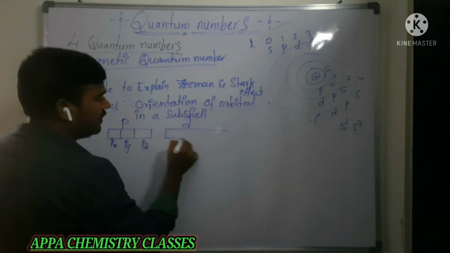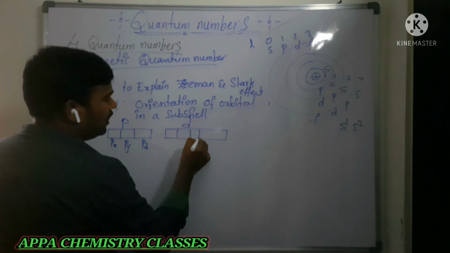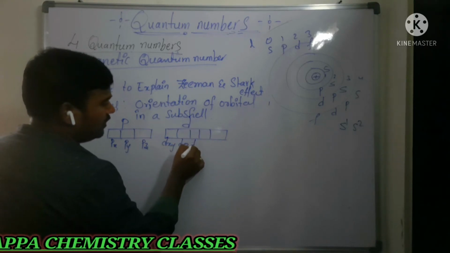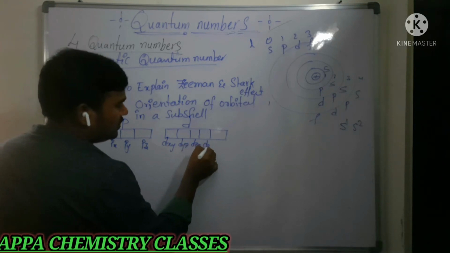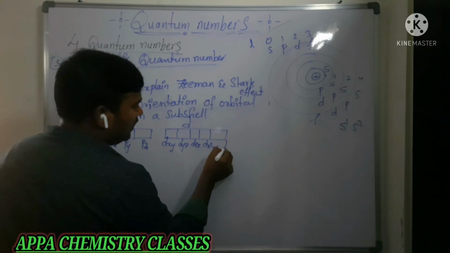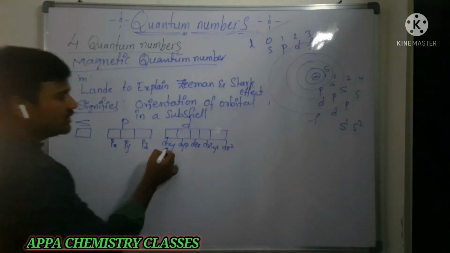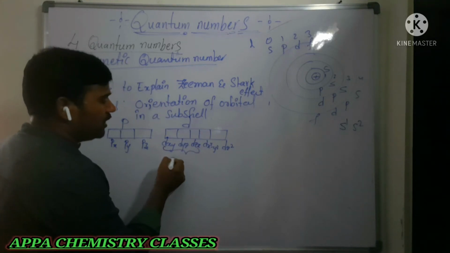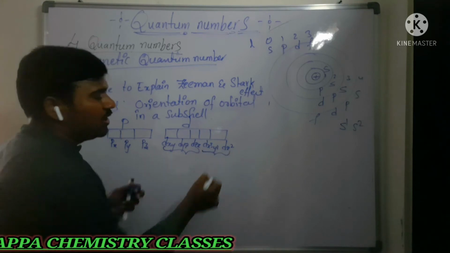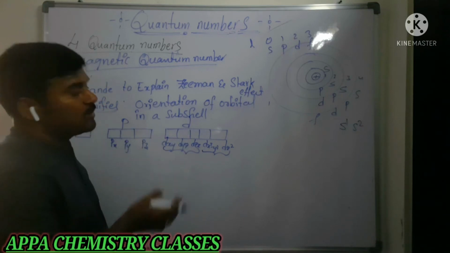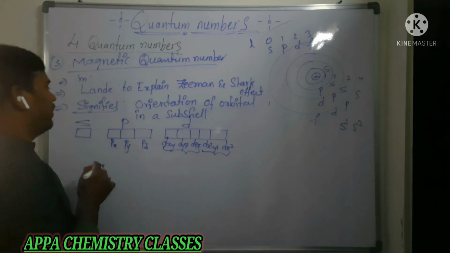Similarly, if you are taking the D subcell, 1, 2, 3, 4, 5, that is dxy, dyz, dzx, dx square minus y square and dz square. These are the 5 orbitals which are orienting. Out of 5, 3 are orienting in between the axes, and these 2 are orienting along the axes. How they are orienting in a subcell is explained by the magnetic quantum number.